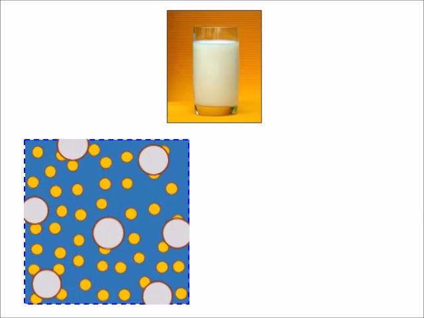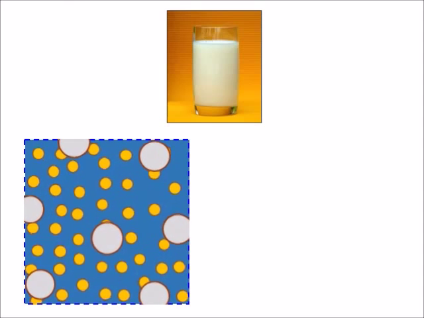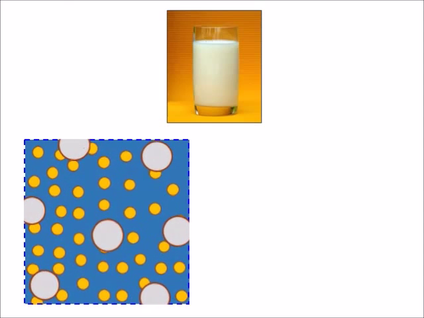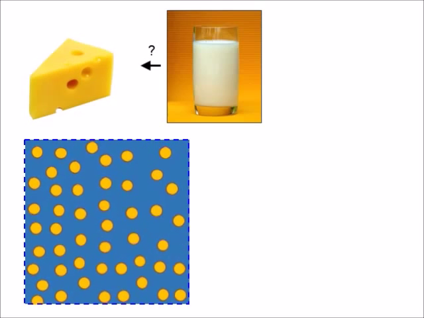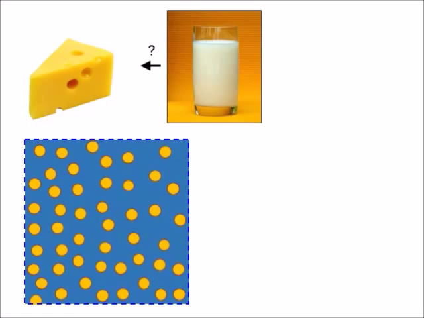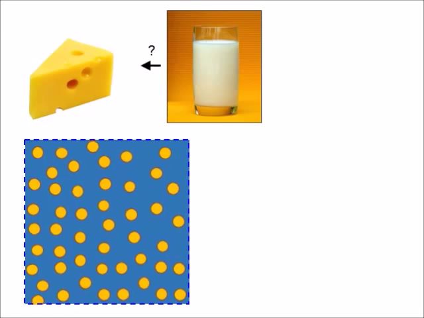These nano-objects are made out of proteins and called casein micelle aggregates. They are very important when one wants to make cheese out of milk. To understand this process, we now focus only on these protein aggregates.